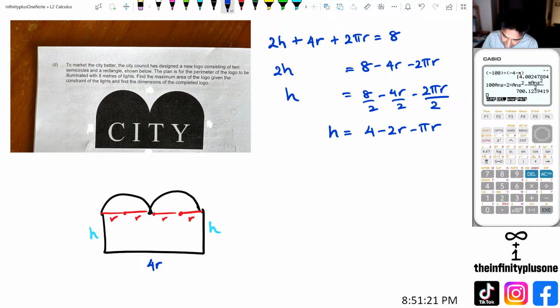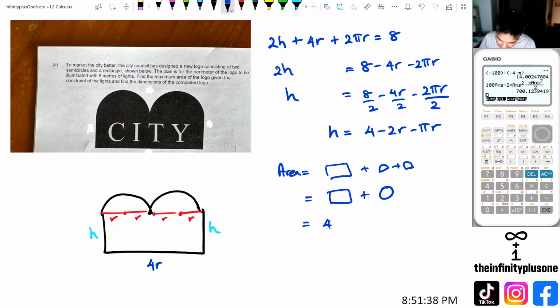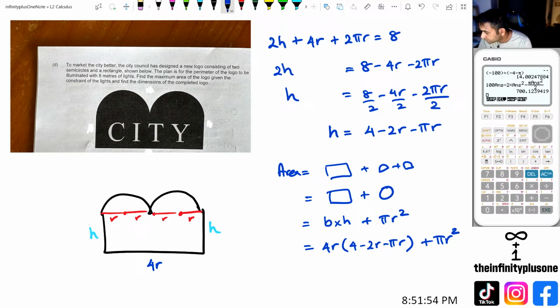All right, so let's go with this. So far I'm good here. So then I've got area. Area is the rectangle plus the 2 semicircles, which is just the rectangle plus the circle. So I am going to get base times height plus pi r squared. So I'm going to get base, which is 4r, multiplied by height, which is 4 minus 2r minus pi r, plus pi r squared.